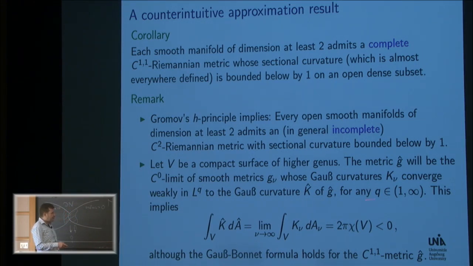We can take any Q in the open interval from 1 to infinity. And then we can write down this computation. We get an integral over K hat. So here we have the volume density of our limit metric G hat. And because we have a weak convergence, we can pass to the limit under the integral sign here. And here we have the Gauss-Bonnet formula. This means that this integral is negative, although the Gauss-Bonnet formula holds for C11 metrics G hat.